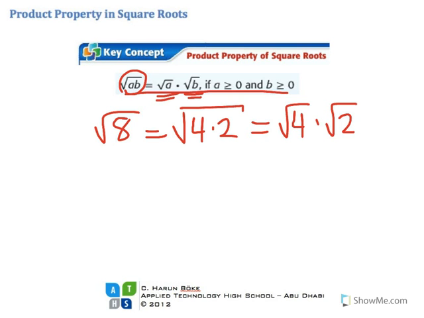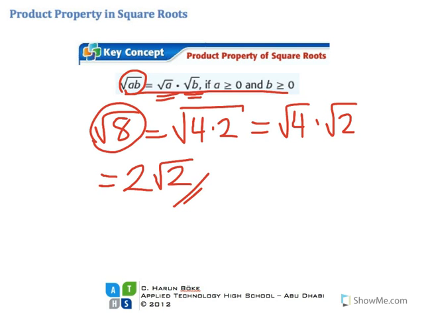What is more, here the square root of 4 is 2, because 4 is a perfect square number. Since 2 squared is 4, the square root of 4 is 2. So you have 2 times the square root of 2. This is how we simplify square root expressions, as in here this is the square root of 8 and we end up with 2 square root of 2.